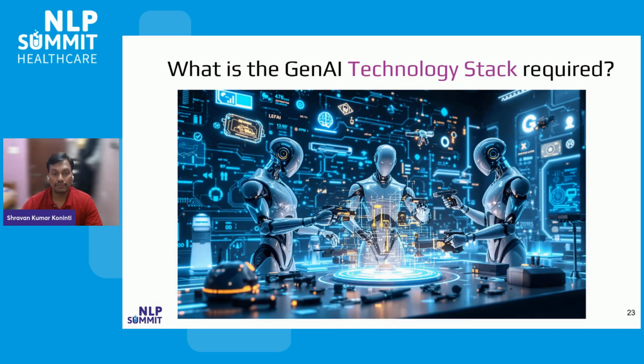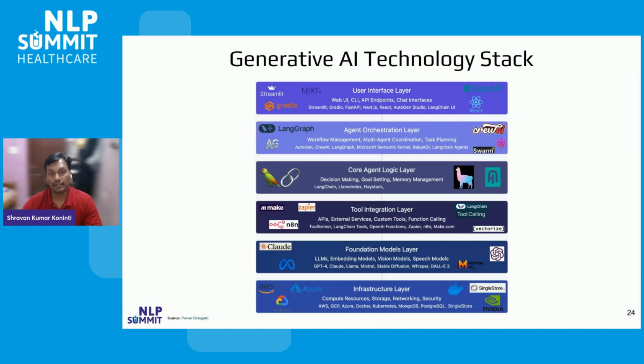So what is the technology stack that is required for this generative AI solution? So here is the stack, right? We need to have a good infrastructure layer. Again, it depends upon the business. In our case, we are using Azure as the platform for the infrastructure layer, and for the foundation models we are utilizing GPT-4o and other vision models as well, based on the requirement we have. And then we have the integration layer, core agent logic layer, and orchestration layer as well. Now the trend is on agents, right? We can have different agentic workflows, like we can use LangGraph, AutoGen, or CrewAI.